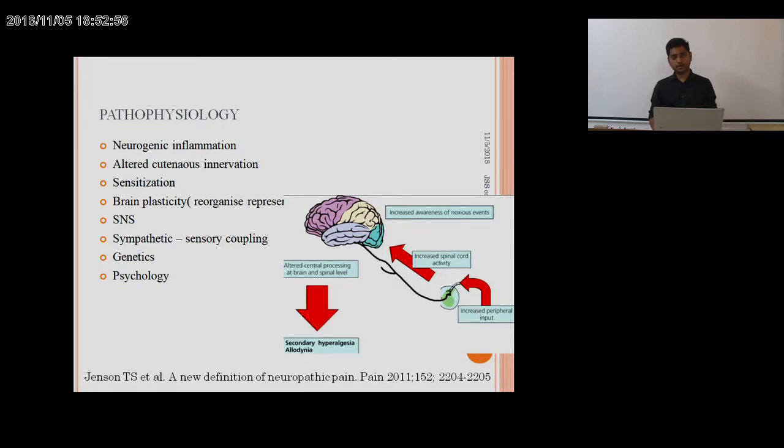So now the brain is going to sensitize more. Even a small increase in input in the peripheral region is going to send impulses to the brain, and there will be an increased awareness of noxious events. It is going to be there for some time. This changes the processing at the brain and spinal cord level, ultimately leading to secondary hyperalgesia or allodynia.